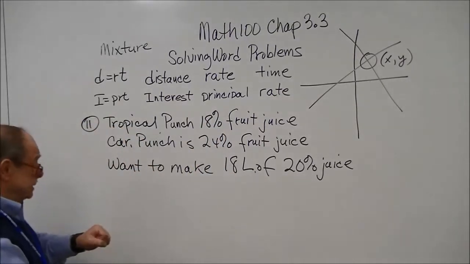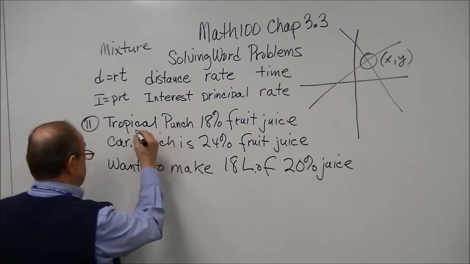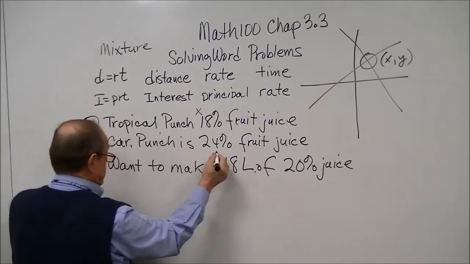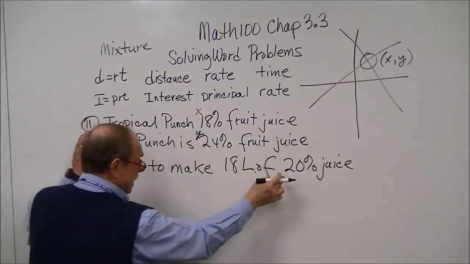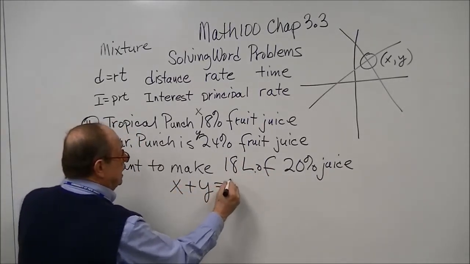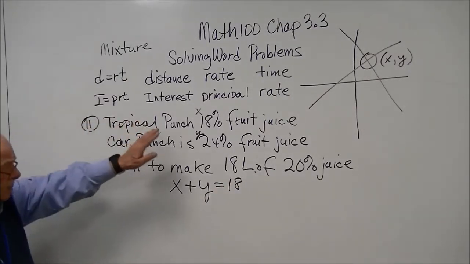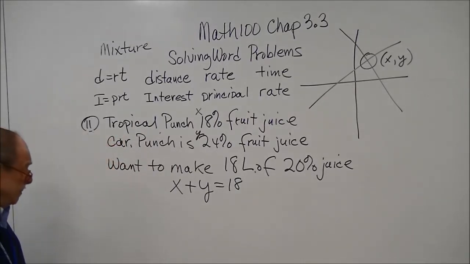Now you could try this, but the algebra is what works easily for this. So we're going to call the tropical punch, the 18%, the X. The Caribbean punch, the Y. And we want to make 18. So X plus Y equals 18. Now let me give you a moment, or you can pause the tape, and see if you can get the second equation.